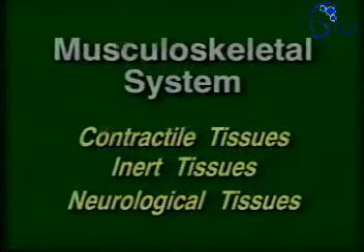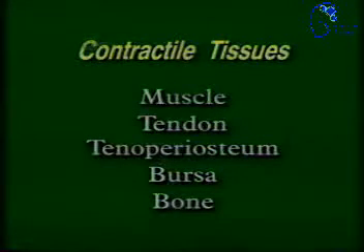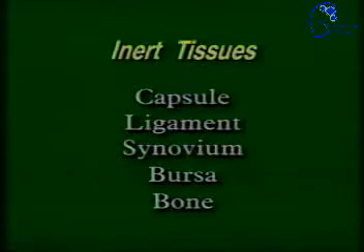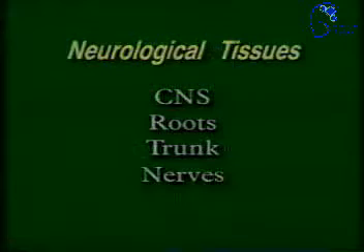In regards to this examination, the musculoskeletal system is divided into contractile, inert and neurological tissues. Contractile tissue includes muscle, tendon and the tenoperiosteal junction. Inert tissues are the joint capsule, ligament, articular surfaces, synovium and meninges. Neurological tissues are of course the brain, spinal cord, nerve roots, spinal nerves, nerve trunks and peripheral nerves. Certain tissues, because they are easily affected by both passive and resisted tests, may be considered as falling into either group. These include the bursae and bone.